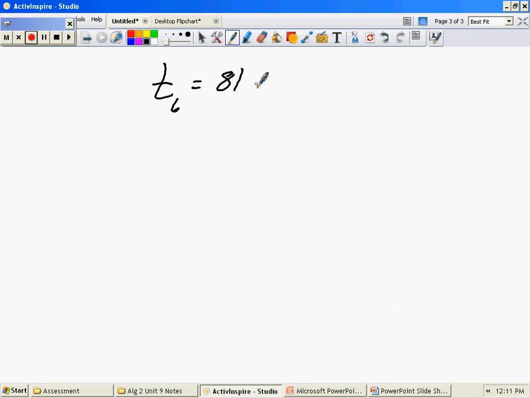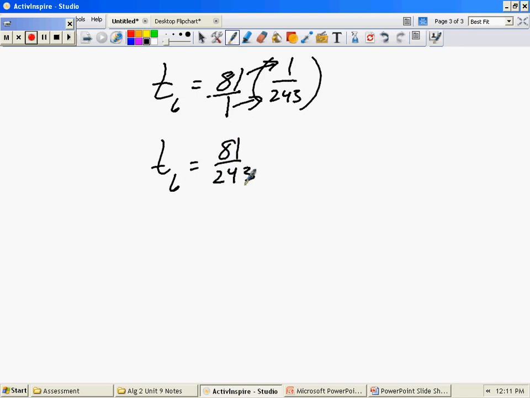So here's what we have. We have 81 times 1 over 243. Now the question is, how do we multiply 81 times 1 over 243? Think of 81 as 81 over 1. Multiply straight across. And then what we're going to get out of that is 81 over 243. And luckily, Mr. Bailey's already shown us how to reduce on our calculator. Go ahead. What do you get when you reduce 81 over 243? 1/3. So the sixth term is 1/3.